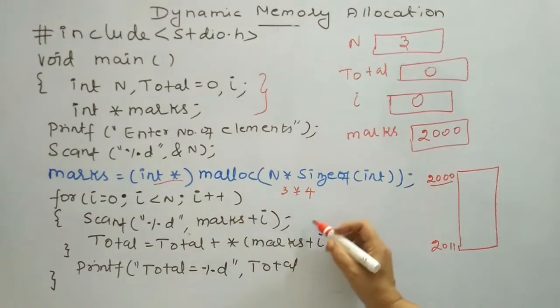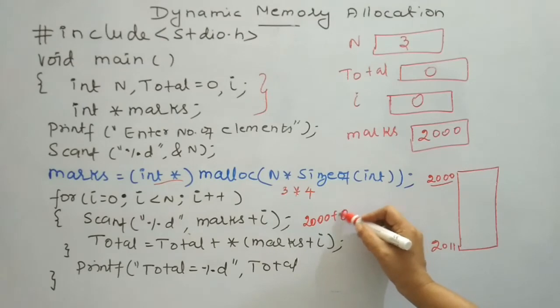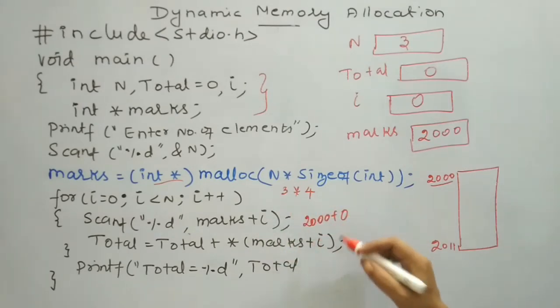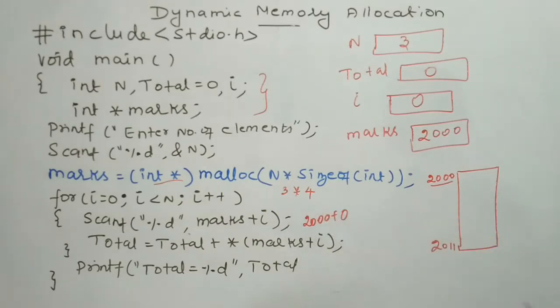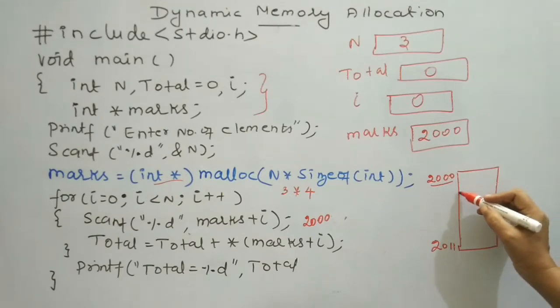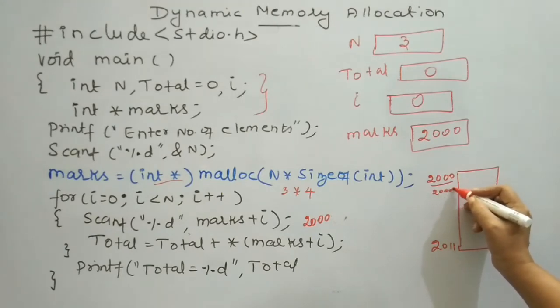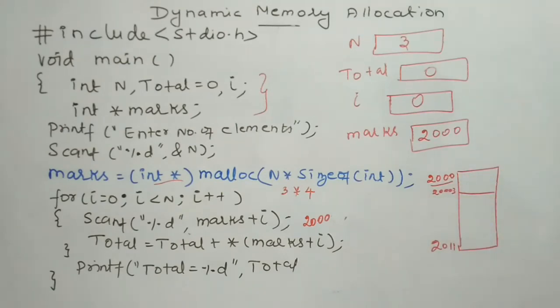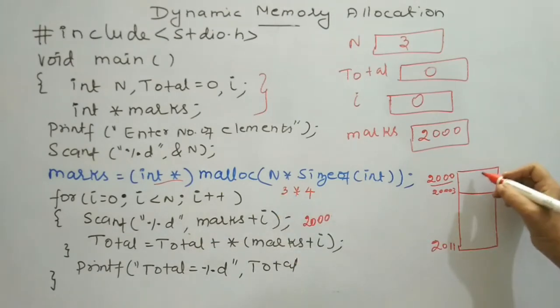What is marks plus 0? It is 2000 plus 0. The value of I is 0. Whatever integer value I get is assigned to this memory address, that is 2000. From 2000 to 2003, in the consecutive 4 bytes of memory, the integer value will be assigned. For example, if the scanf statement gets the integer value 30, 30 will be assigned here.